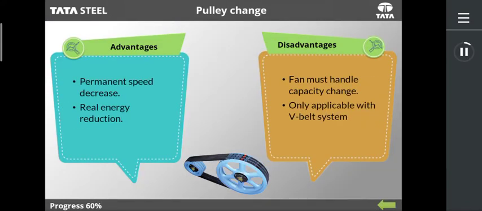Pulley change, reducing the motor or drive pulley size. Following are the advantages and disadvantages. Advantages: permanent speed decrease, real energy reduction. Disadvantages: fan must handle capacity change. Only applicable with V-belt system.